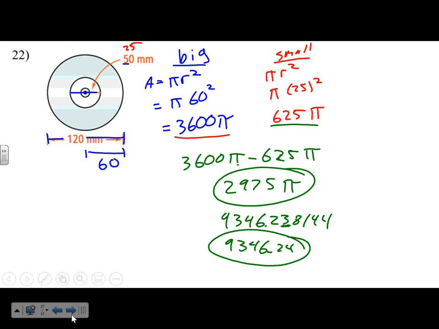Now again, I don't tell you to leave it in terms of pi or in a decimal, so it doesn't make any difference which way you do it. On a test, you have to make sure you're paying attention, because a lot of times I will say leave it in terms of pi, or I will specify to leave it as a decimal, or both.